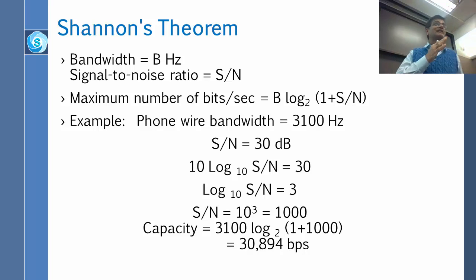Now you have to keep track of that base also very clearly. When we defined the bel, it was log base 10, but we are using log base 2 for both Nyquist and Shannon. Right? So log base 10 signal to noise ratio 30 means signal to noise ratio is 1000.